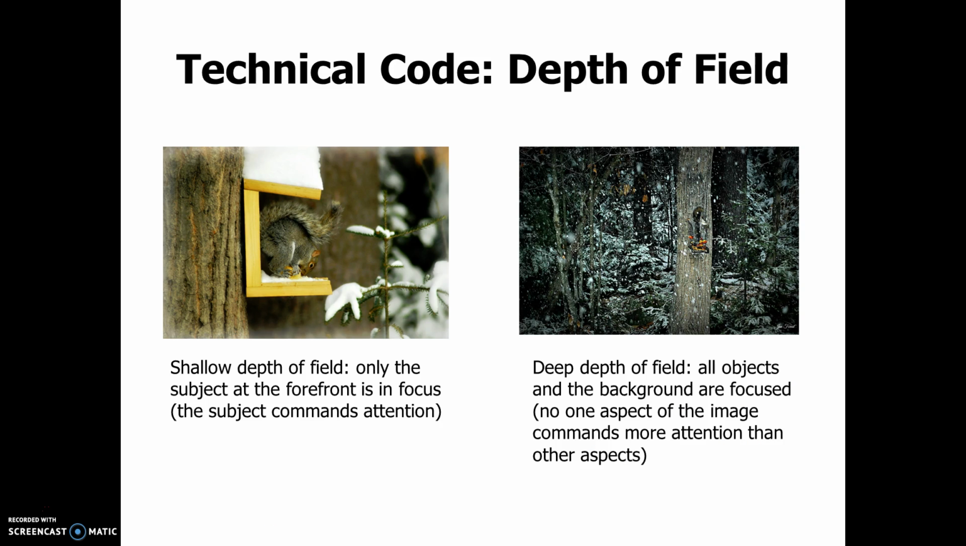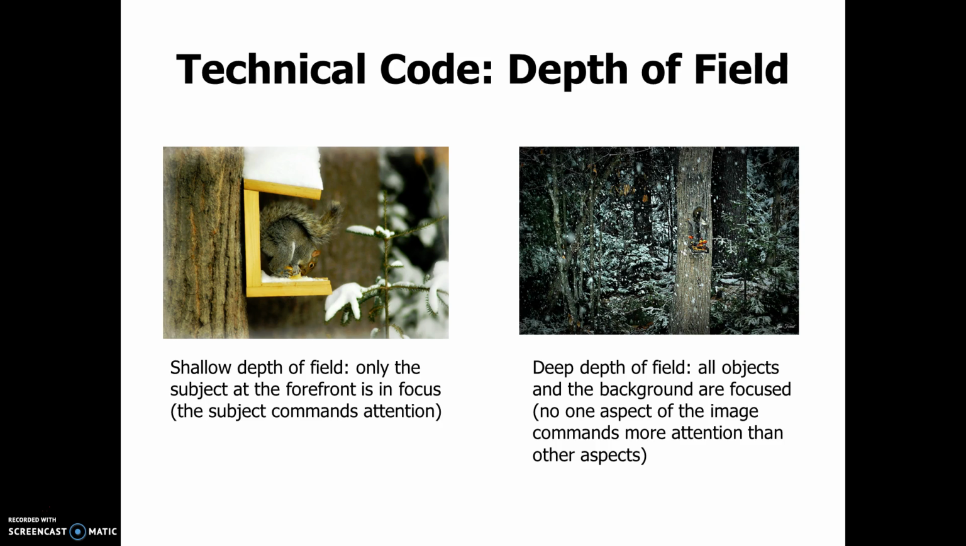Alright, then we have depth of field. When we have a shallow depth of field, usually the subject at the forefront of the image is the only aspect of the photo that's actually in focus. The effect that this has is that the subject of the photograph, in this case the squirrel that we see here, is commanding our attention. That's where our eyes are directed.